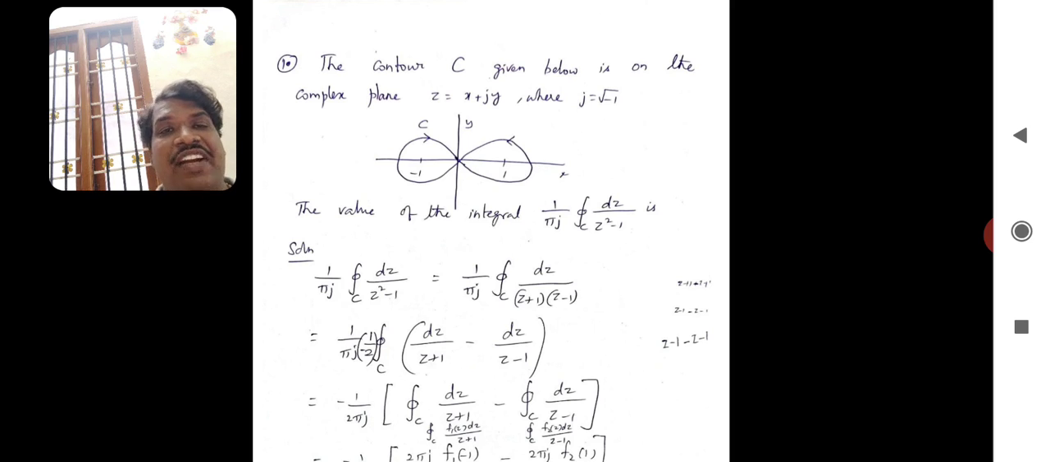Now we are going to find the value of the integration 1 by pi j integration over C dz by z square minus 1. And it is a 2 marks question. Let us see what is the answer for the question. So you are going to take the given integration 1 by pi j integration over C dz by z square minus 1. First of all, you factorize the denominator: a square minus b square, which is a plus b into a minus b, which is z plus 1 into z minus 1.